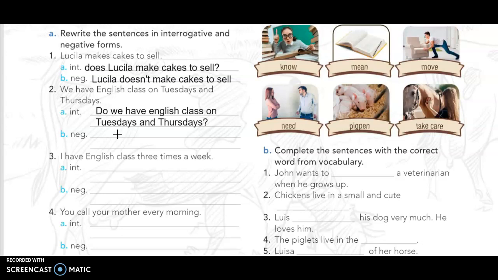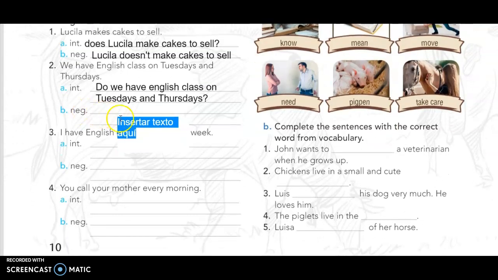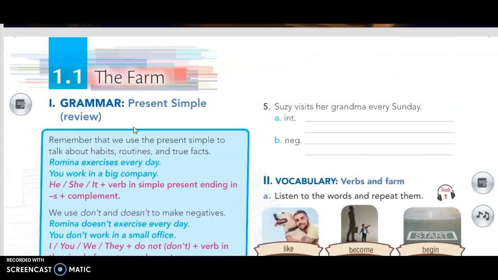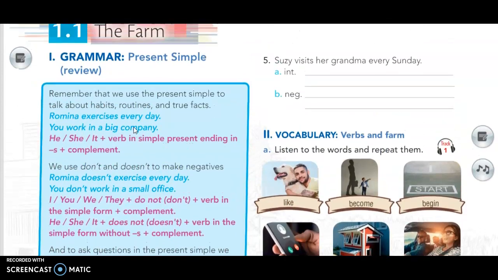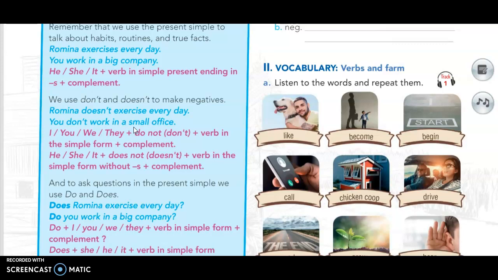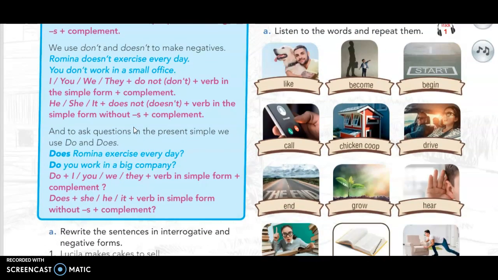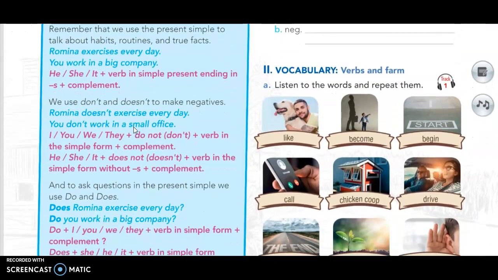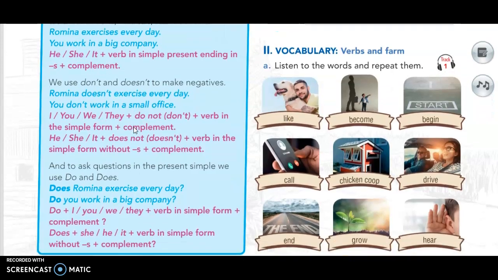¿Ya sabes cómo es en forma negativa? Vamos a escribirlo aquí. Let's move on to the vocabulary. Verbs in the farm. En el vocabulario vamos a aprender palabras para hablar sobre la granja o animales, o incluso palabras que no son muy útiles todo el tiempo.